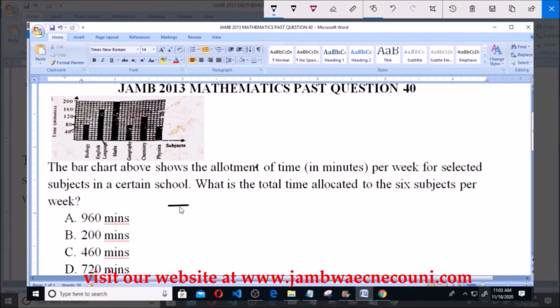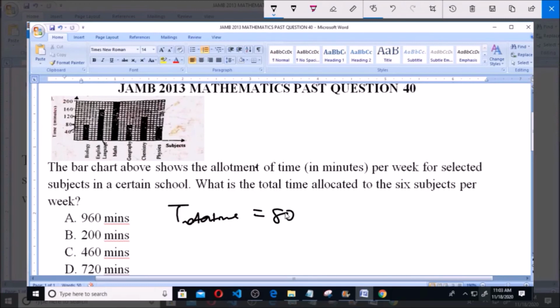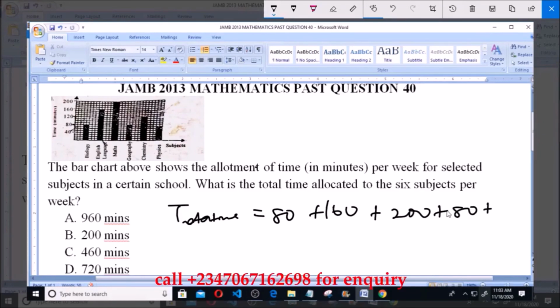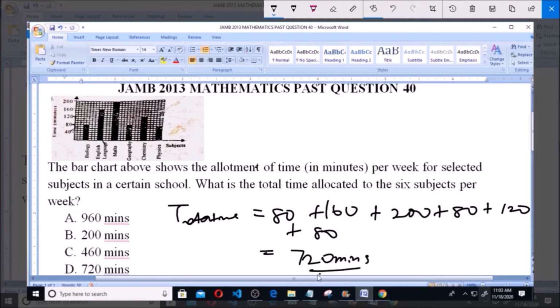Now to find this, we say the total time is equal to, now we begin to add the time for each subject. The first subject here, biology, has 80 minutes, plus the next subject has 160, plus the next has 200, plus the next has 80, plus the next has 120, then plus the last one, which is 80. Now when you add this together, 80 plus 160 plus 200 plus 80 plus 120 plus 80, that will give us 720 minutes. So the total time is 720 minutes, which is option D.